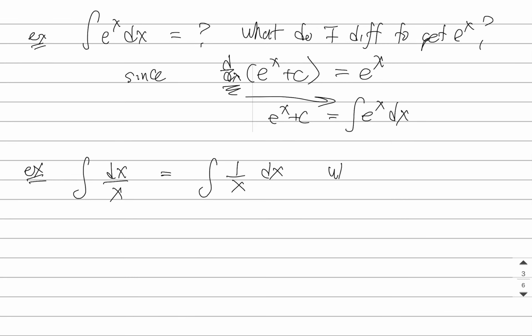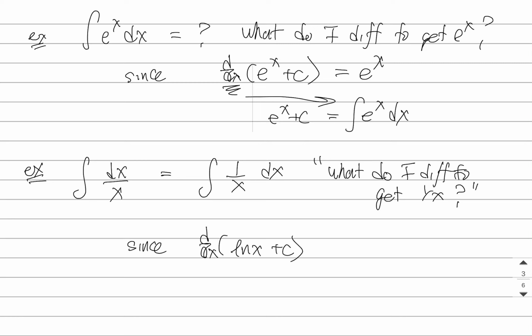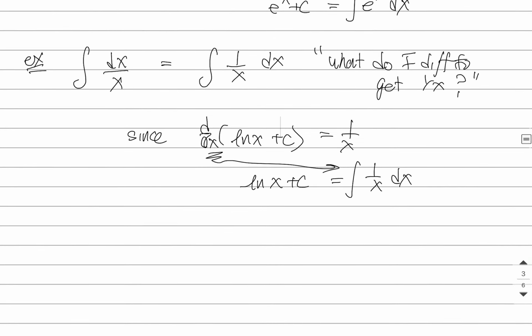And this is really what the question is. If you think about an antiderivative as a question, what do I differentiate to get 1 over x? And we already know this. Since the derivative of natural log of x plus a constant is 1 over x, when I switcheroo, I will find that natural log of x plus c is the antiderivative of this thing. Now, similarly, this bad notation comes up in lots of other places.